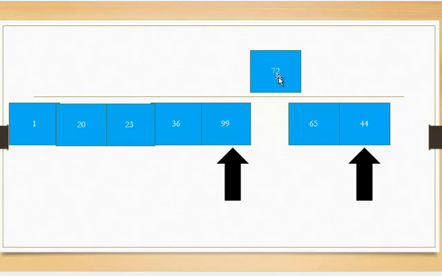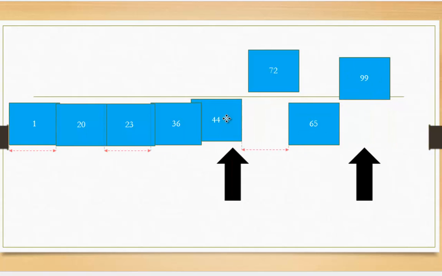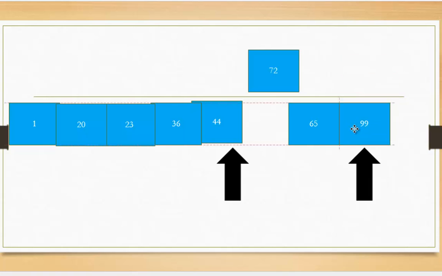And now I'm going to look at 72 and use that as the pivot point. So I'm going to look at 99, which is greater than 72, on the bottom, and 44, which is less than 72, on the top. And I'm going to swap these, as you see here. And I've got that. And now I'm going to advance the pointers to these two.